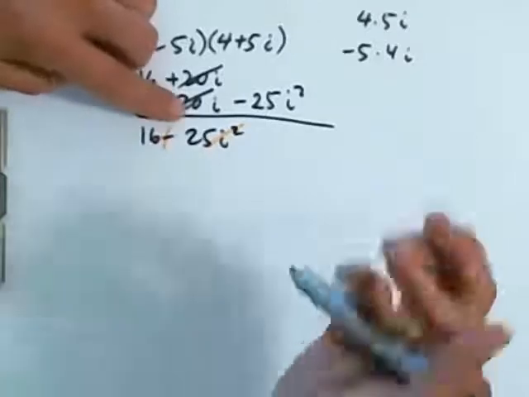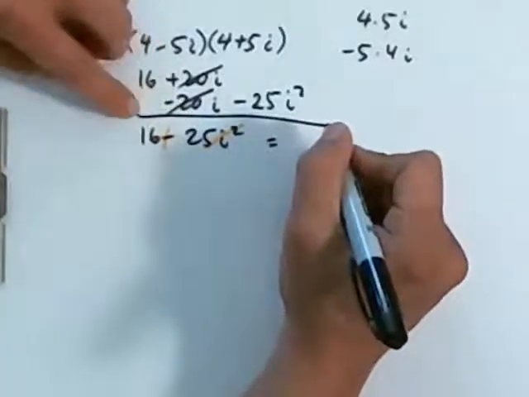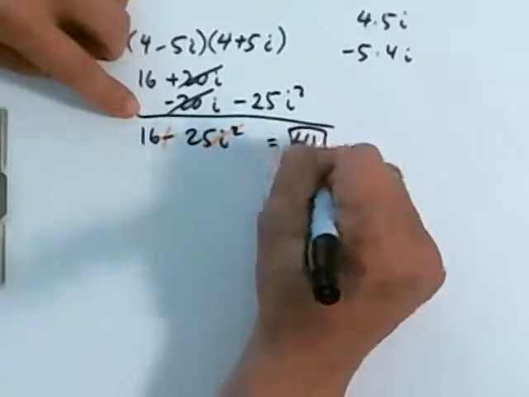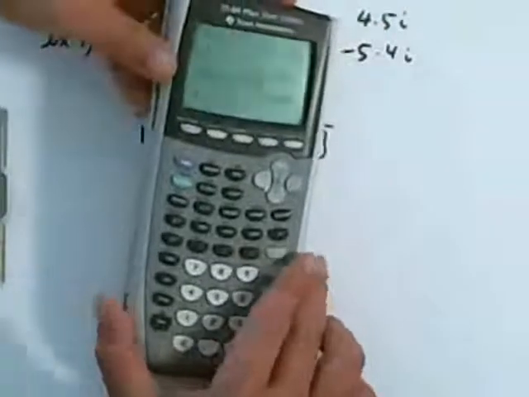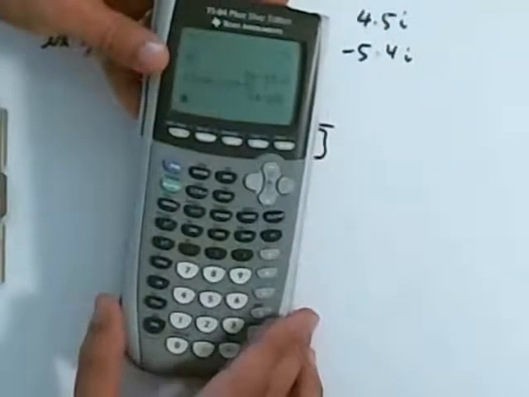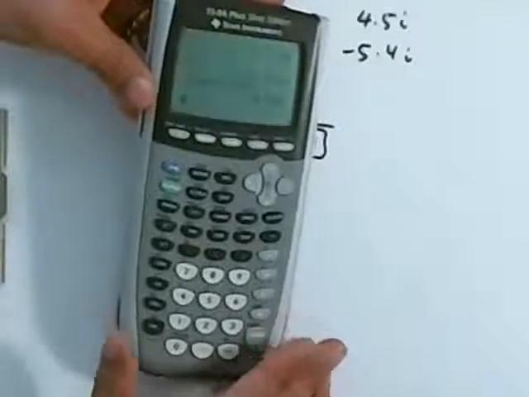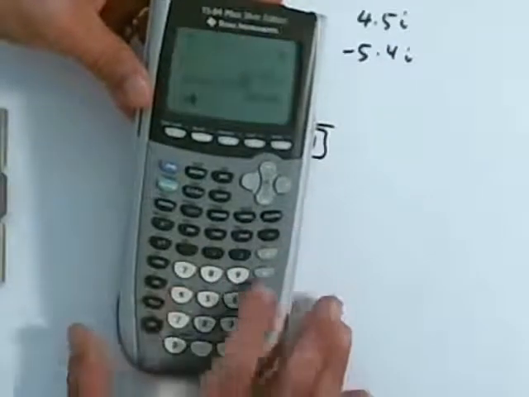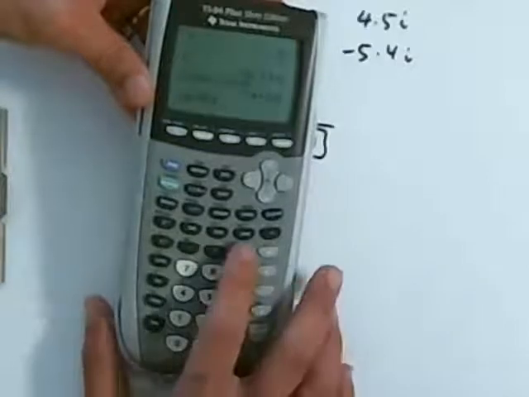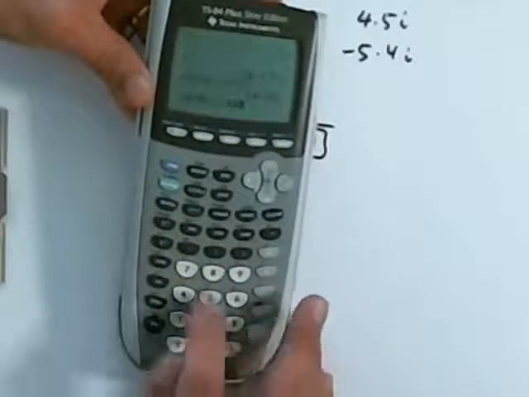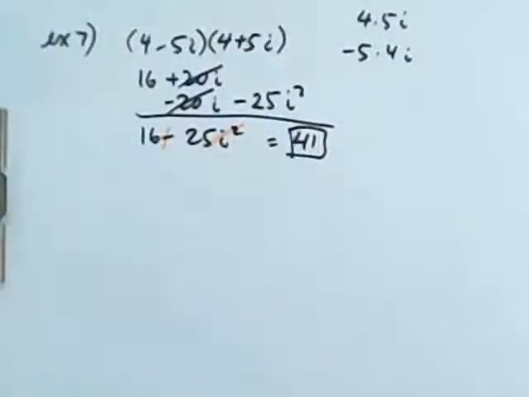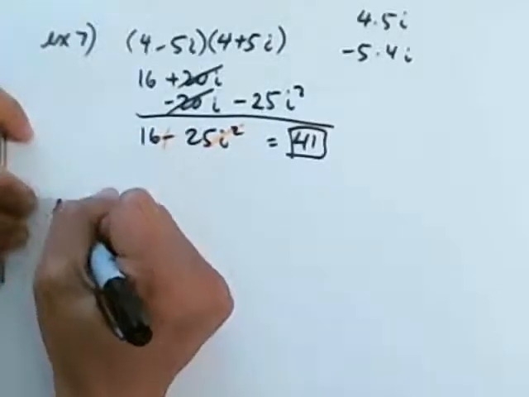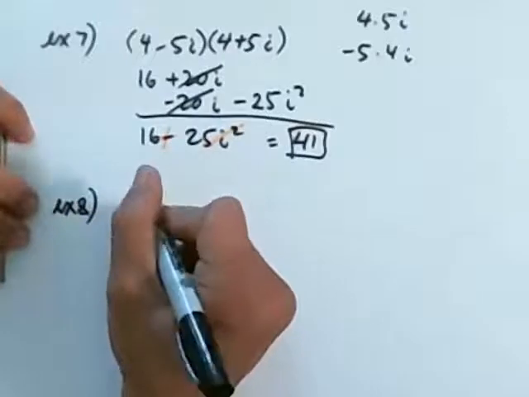So what is 16 plus 25? It's going to be 41. Okay. I'm going to use a calculator for this to see if we actually get the same answer. It was 4 minus 5i, and then multiply by the conjugate, which is 4 plus 5i, and we should get 41. Voila. Okay. Example number 8. It's a little bit more complicated.